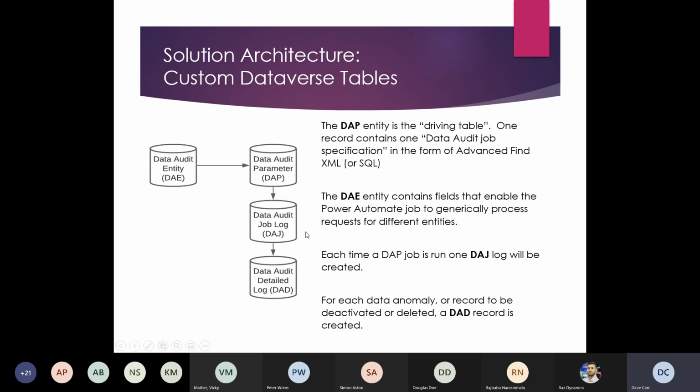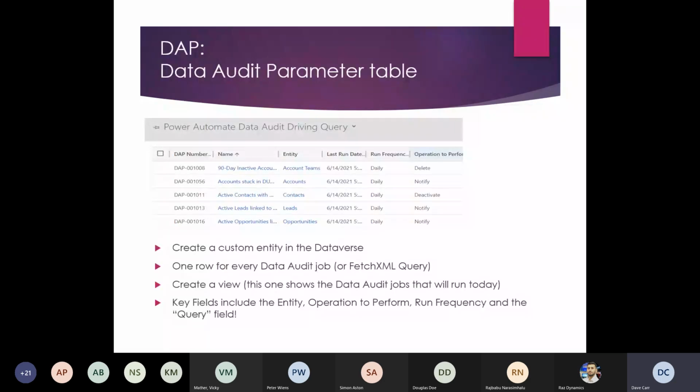So that's the process. We've got 4 custom tables that have a bunch of data in it. I'm going to briefly go through the key one here, the data audit parameter table. As you can see, this screenshot shows 5 different jobs we're running, and the name shows you what kind of things we're working against, what kind of advanced find query we're doing.